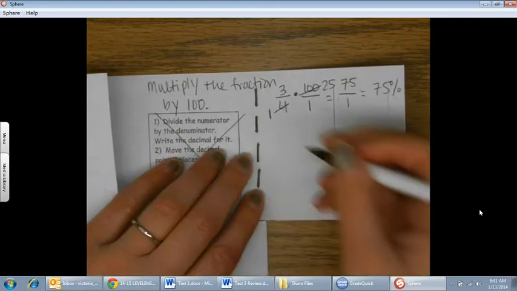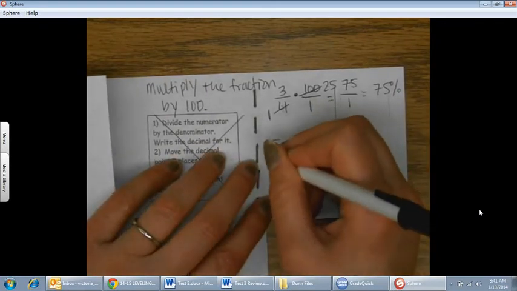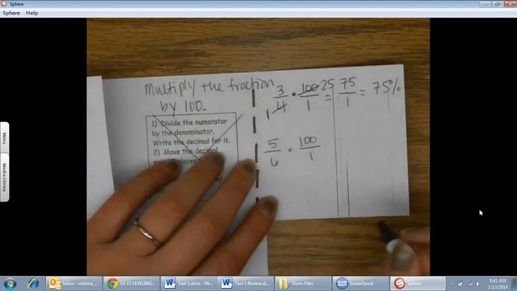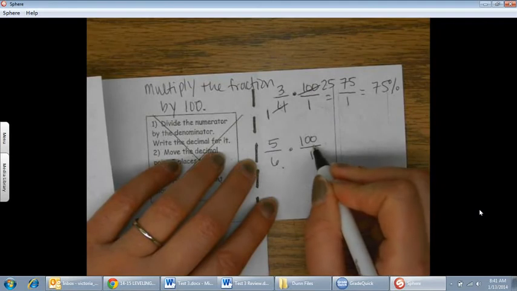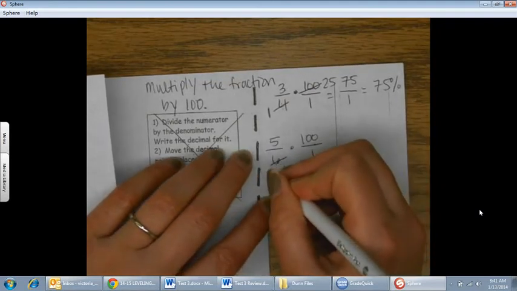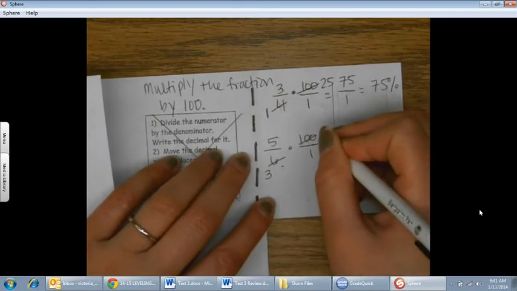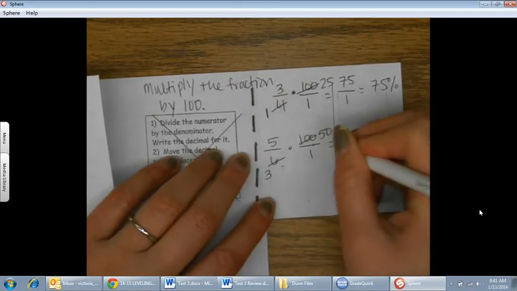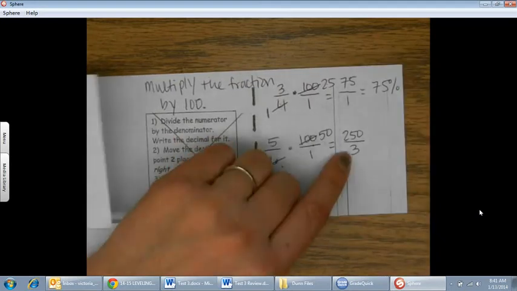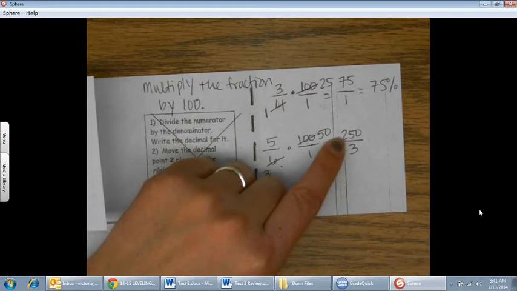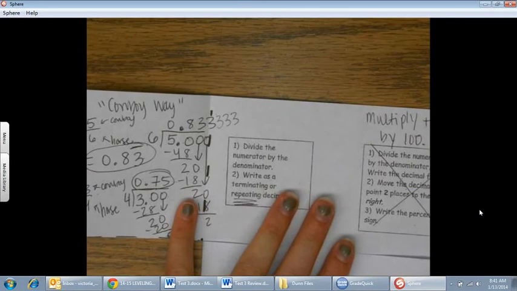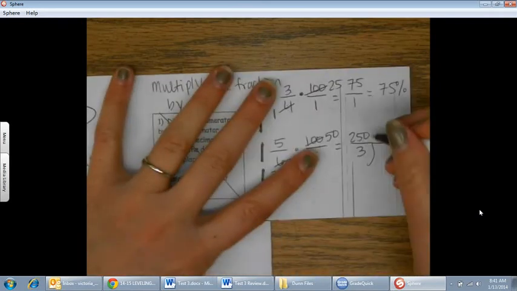5/6 times 100. Now, 6 does not go into 100 evenly. However, 2 does. 6 divided by 2 is 3, and 100 divided by 2 is 50. That's going to give me 250 divided by 3. Well, 3 does not go in there evenly, so we're going to have to end up cowboying, like we did to fraction to decimal. So again, 250 goes inside, while 3 gets tied up outside.